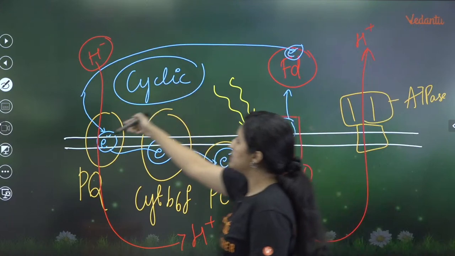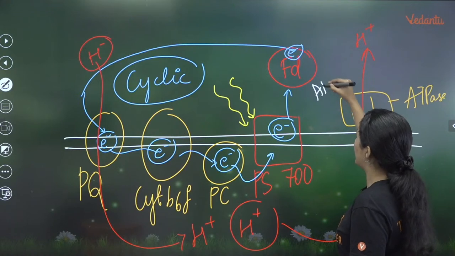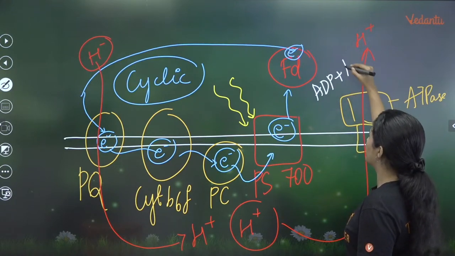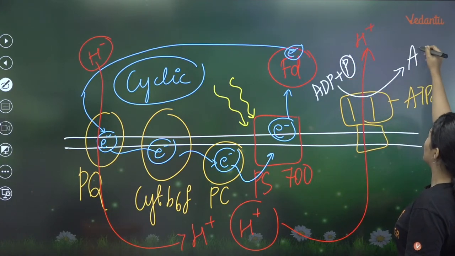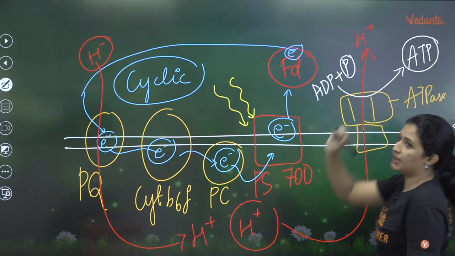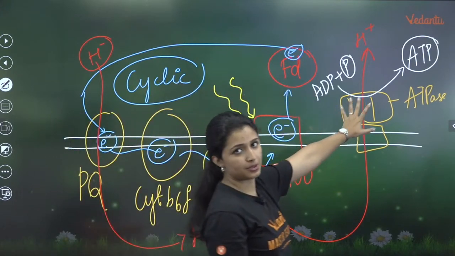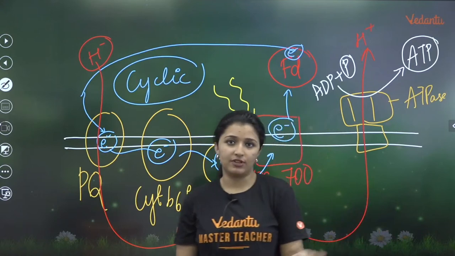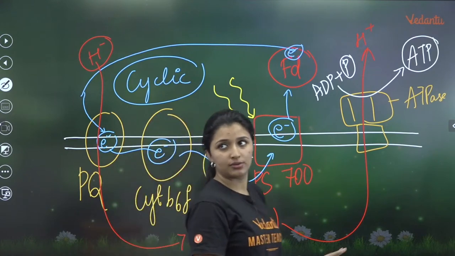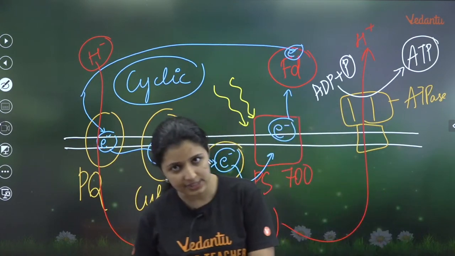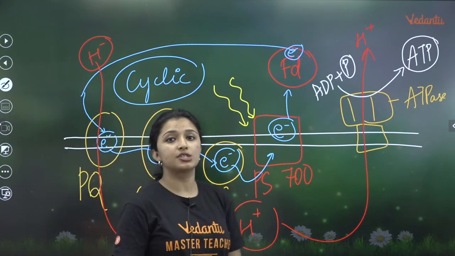But at the same time, what happens? ATP is made. So, here we have ADP plus phosphate, okay, getting converted into ATP. Yes? We don't produce NADPH, we have only ATP produced here, which is great. Okay, so if there's no NADPH, they can manage with ATP, right? This is your cyclic photophosphorylation, right? Chemiosmotic hypothesis takes place. ATP production is there. Photophosphorylation is happening.